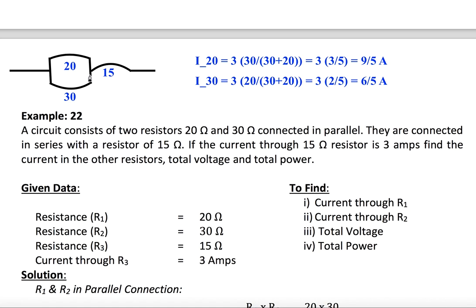Okay, find the voltage across this. I20 into 20 is the voltage across the parallel connected resistors. I'm calling it V20. V20 is equal to V30, because they are connected in parallel. That's why the voltage across the 20 ohm and 30 ohm resistors are going to be equal. Nothing but I20 into 20.